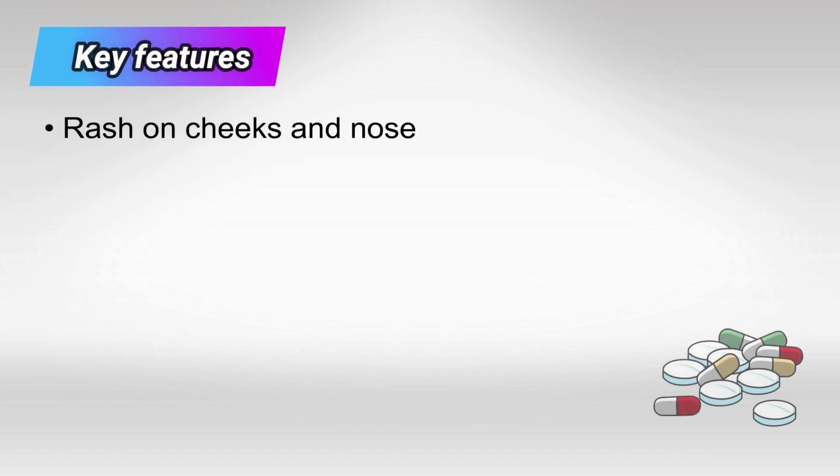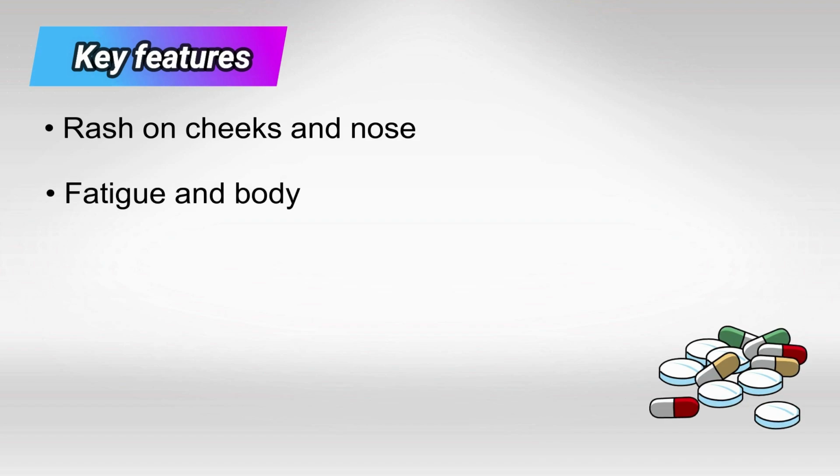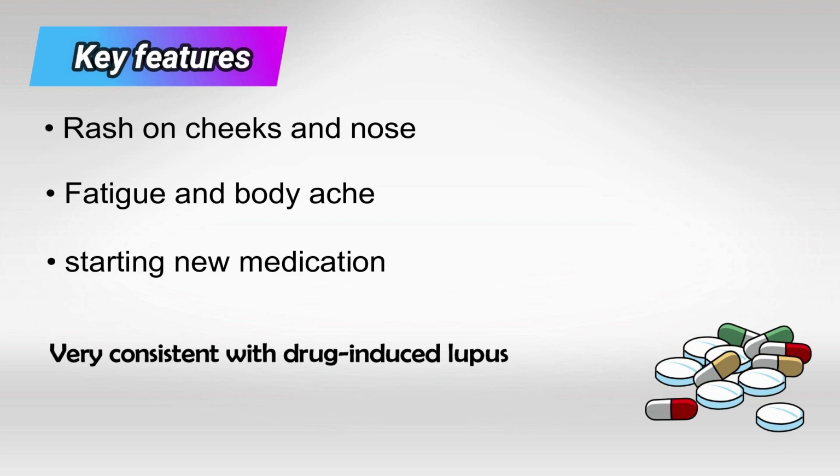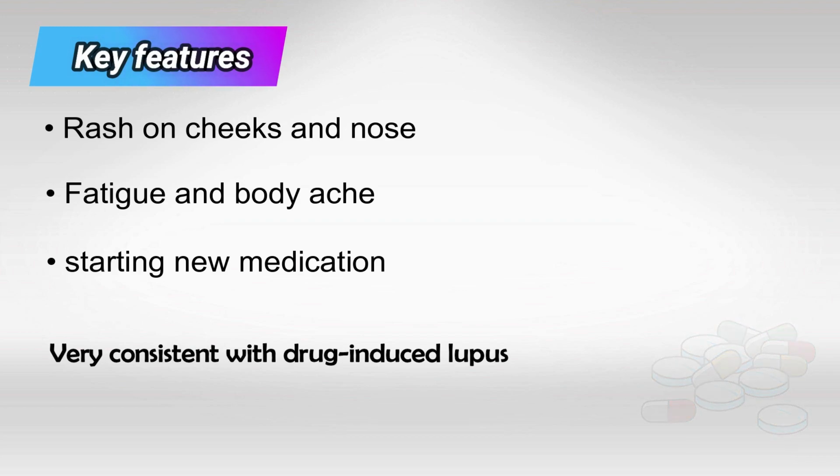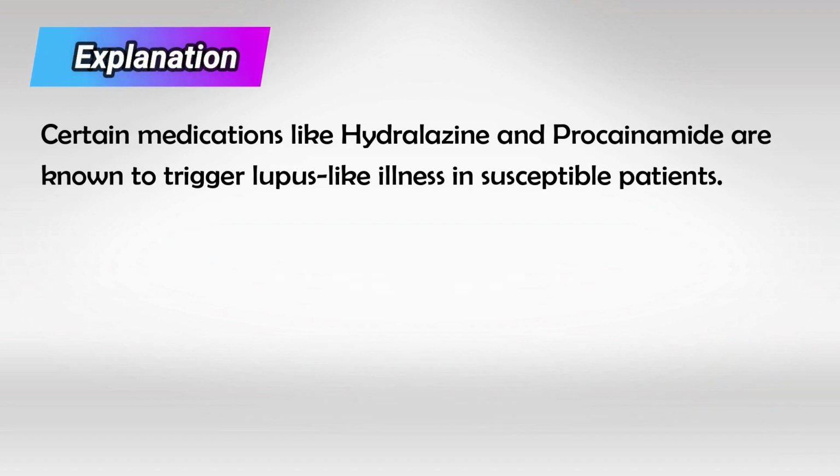Let's look at the key features. So we have a rash in the cheeks and nose, we have fatigue and body ache, and we have new medication. All of this is very consistent with drug-induced lupus. There are certain medications like hydralazine and procainamide that can trigger lupus or lupus-like illness in some susceptible patients.